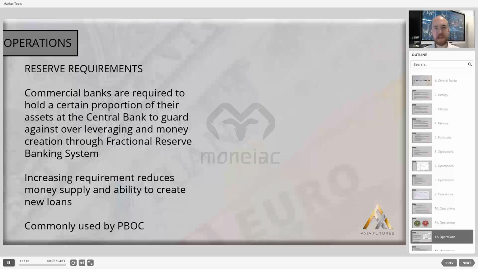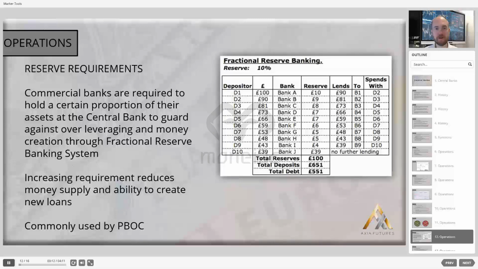Now, a slightly less significant and less used method to manage the liquidity in the economy is the reserve requirement ratio. Now, I'll explain this in a little table in a moment, but the idea of the reserve requirement ratio is to have banks maintain a certain level of their assets at the central bank. What this does is it means that they can't then lend out as much money as they would ordinarily be able to and create credit via the fractional reserve banking system. So let's have a look at this.